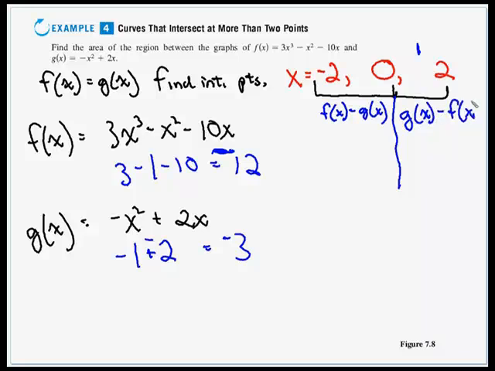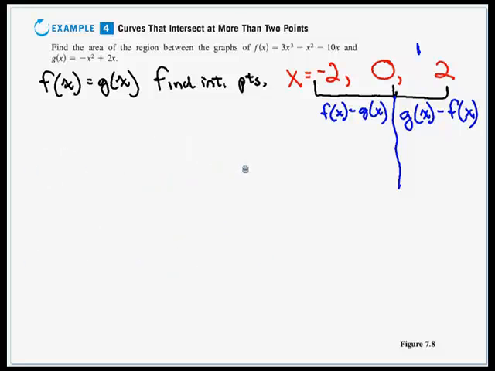f of x. So the functions do flip-flop. For a while, f of x is on top, and then for the rest of the interval, g of x is on top. So we are going to have to look at these and evaluate two separate integrals. And we know our upper and lower limits. So let's look at the first one.